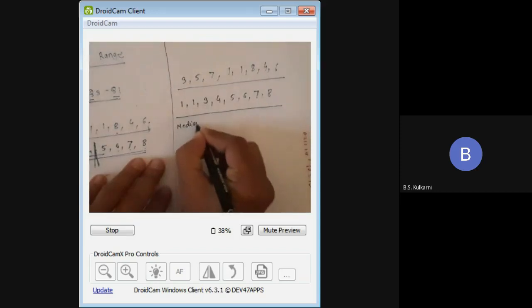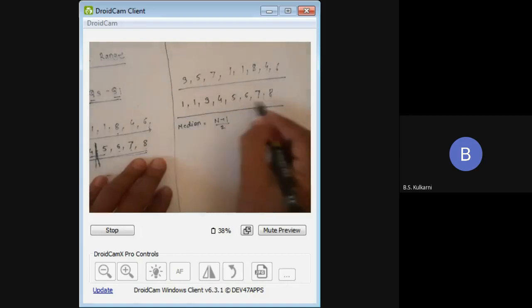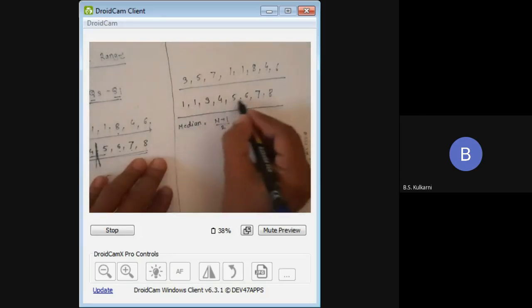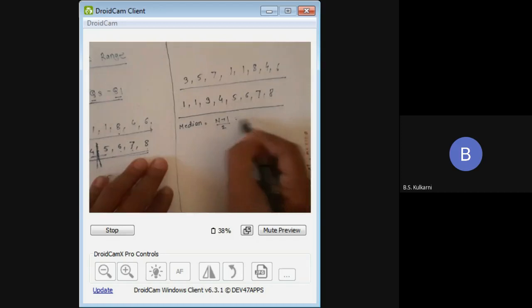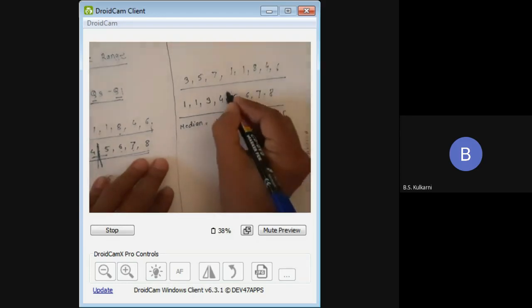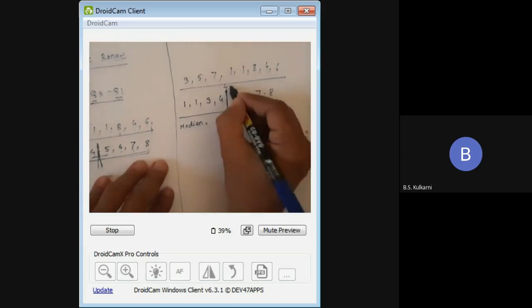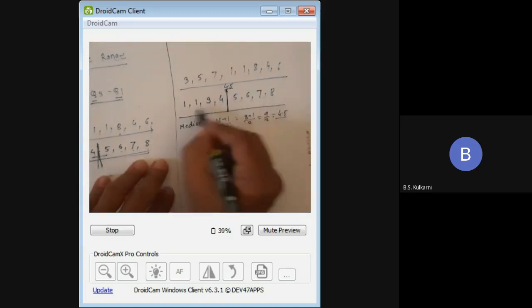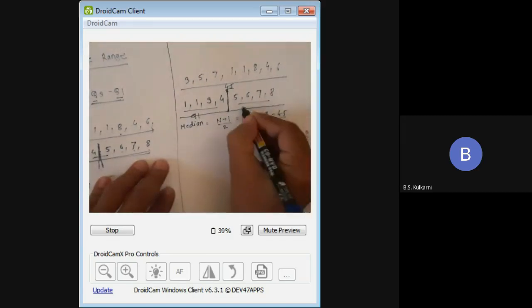First of all, to calculate the median, it is n plus 1 divided by 2, where n is the number of observations in the given series: 1 2 3 4 5 6 7 8. So 8 plus 1 divided by 2 is 9 by 2, which equals 4.5. So 4.5 is the median. If you consider 4.5 as the median, the series is divided into two parts, called Q1 and Q3.